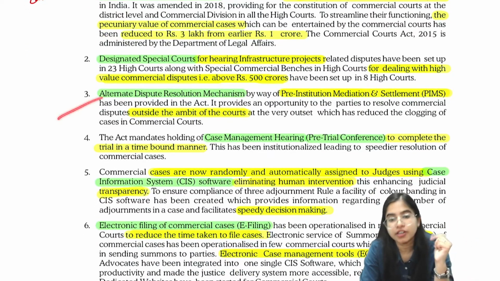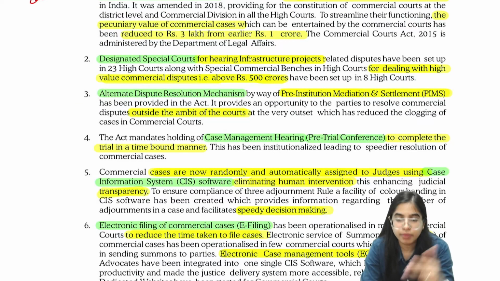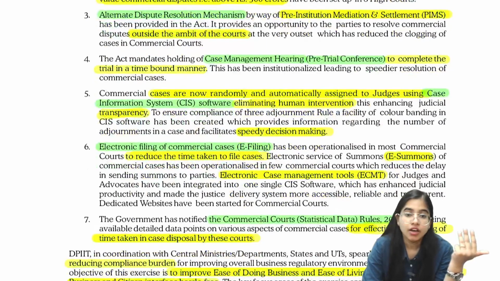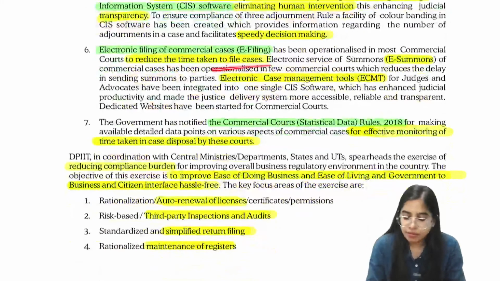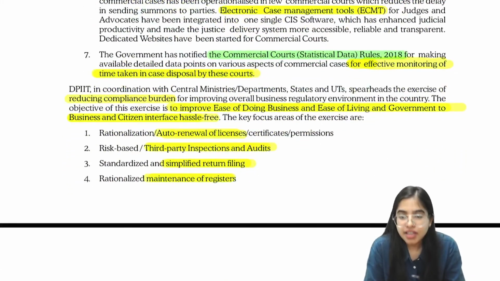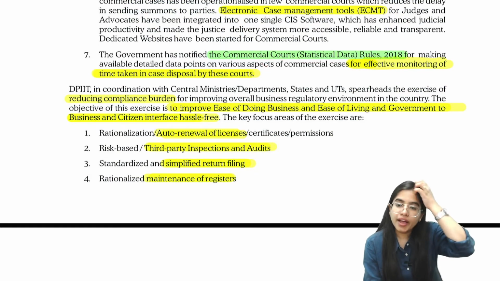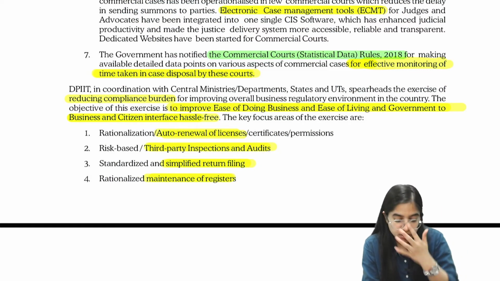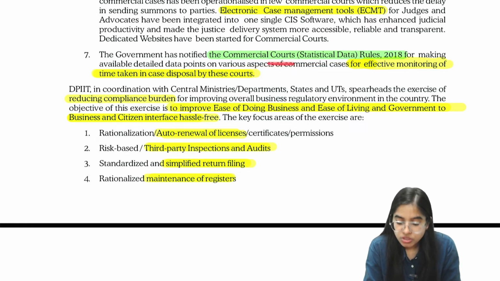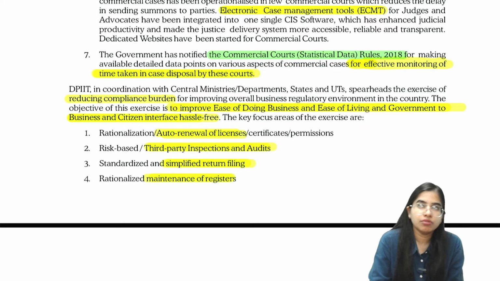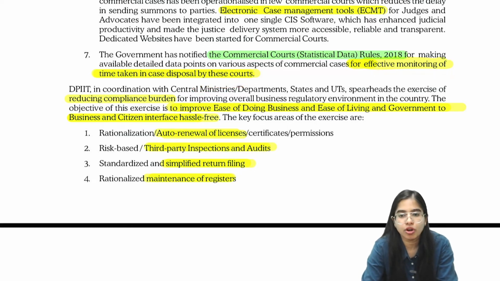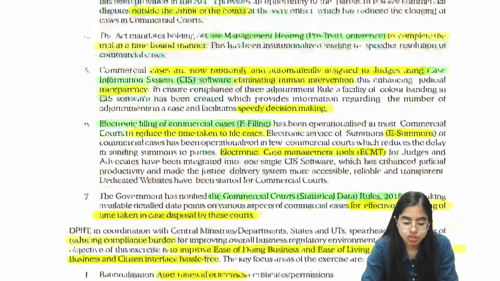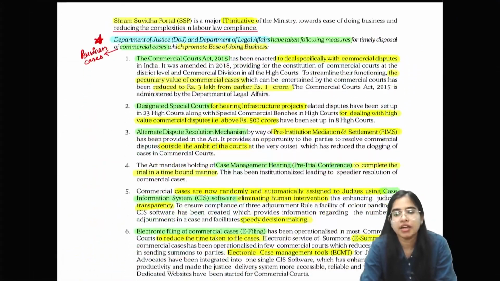We have started an alternate dispute resolution mechanism by mutual settlement. We have started case management hearing. We have started using CIS software. We have started electronic filings, e-filings, which reduce the time taken for filings, for example e-summons. And lastly, we use statistical data. Why? To collect real time data. We have introduced a proper law, the Commercial Courts Statistical Data Rules. With the help of this law, the department collects data and gives a real time update on all the matters, for monitoring all the case details. So these are all the initiatives taken by the Department of Justice and Department of Legal Affairs.